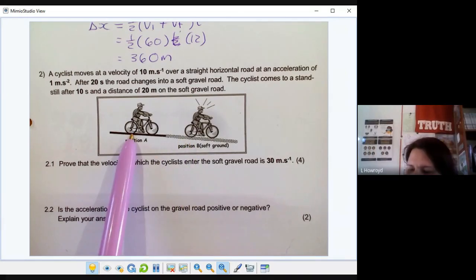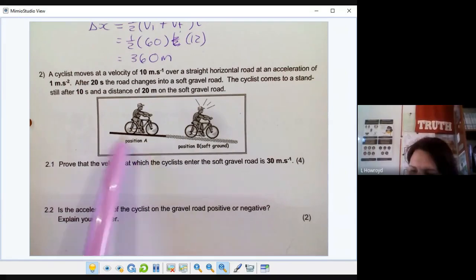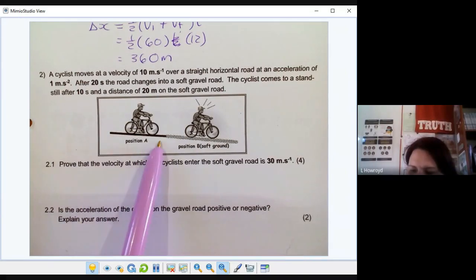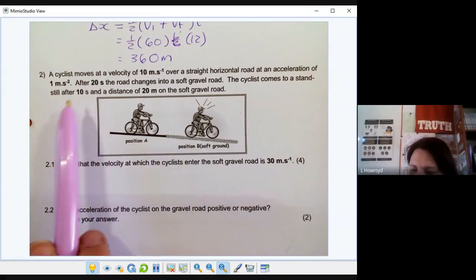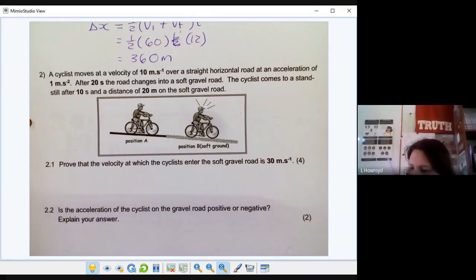At an acceleration of 1 meter per second squared, he's moving at 10 meters per second. After 20 seconds, the road changes into soft gravel. The cyclist comes to a standstill after 10 seconds and a distance of 20 meters on the soft gravel road.